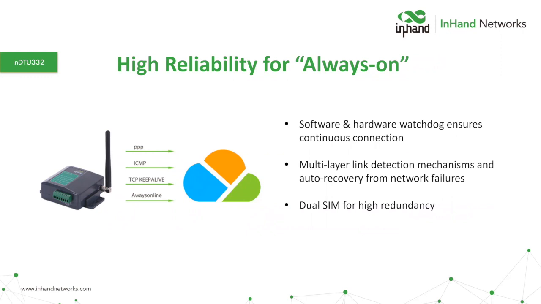Multiple layer link detection mechanisms and auto recovery. So it's always continuously going to be checking your tunnels. It's going to be checking your different connectivities. It's going to be going through and continuously checking for failures. That way, if a link goes down, it can go ahead and restart it, run some troubleshooting tools, and then pull it back up. And also, we do have a dual SIM option. So if you're using different carriers or two separate networks for an additional layer of redundancy, that's built in as well.